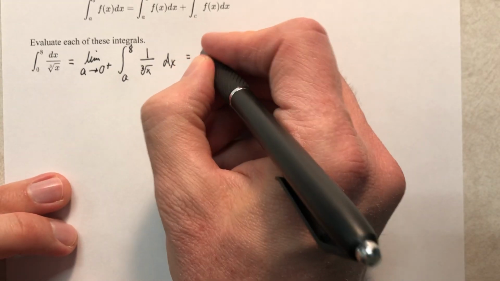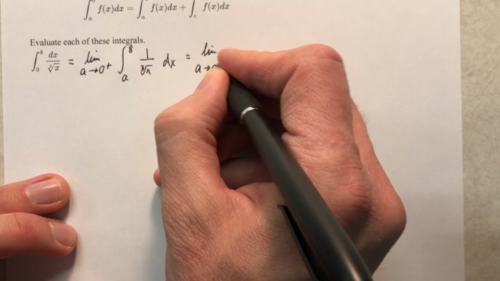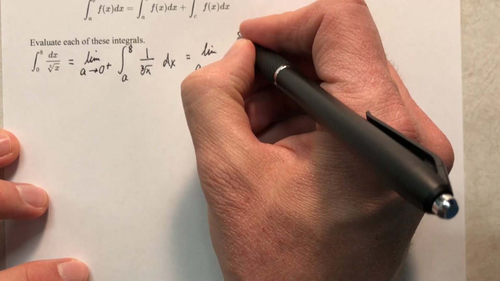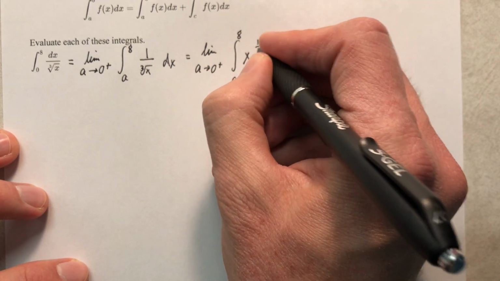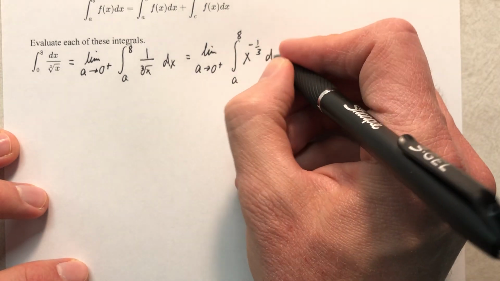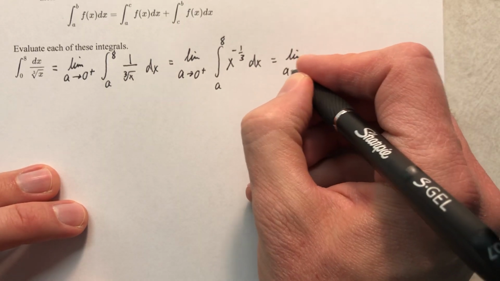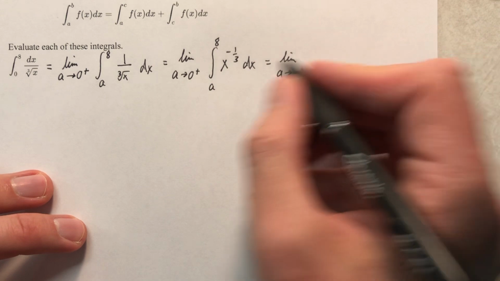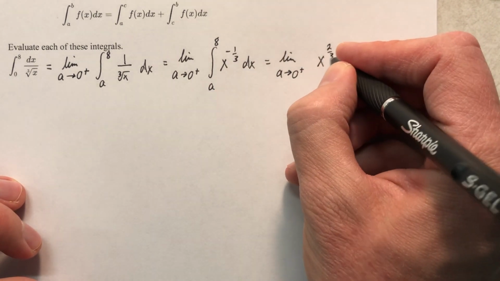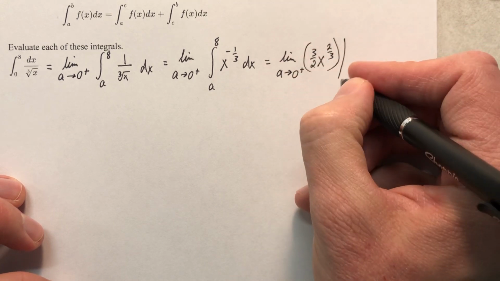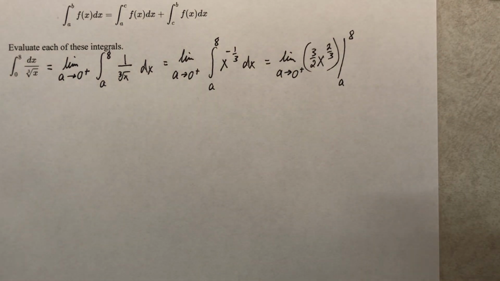So let's keep going with this idea. We have the limit as a approaches 0 from the right of the integral from a to 8 of x to the 1/3, but it was in the denominator, so x to the negative 1/3. We are going to proceed. We add 1 to this exponent. That gives me 2/3. Then 1 divided by 2/3 gives me 3/2. We evaluate this at 8 and at a, and then subtract them. So we're using the fundamental theorem of calculus without ever having to plug 0 into the forbidden place.